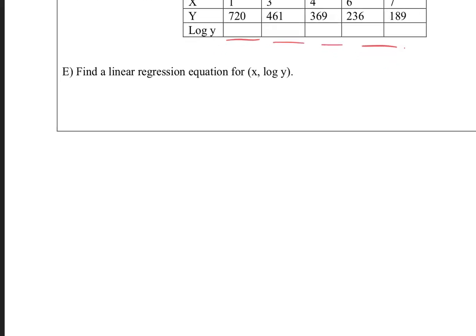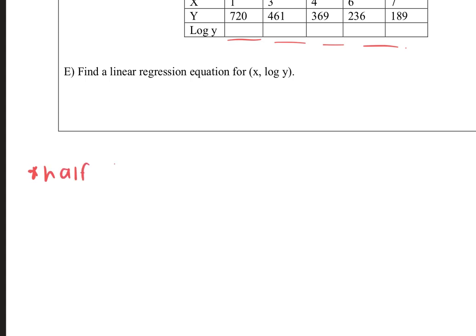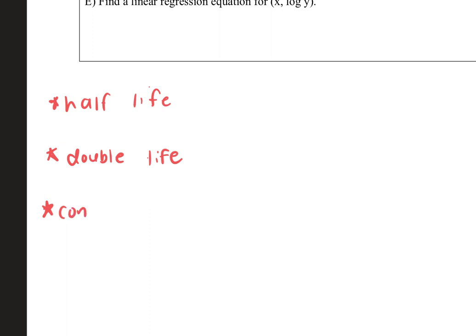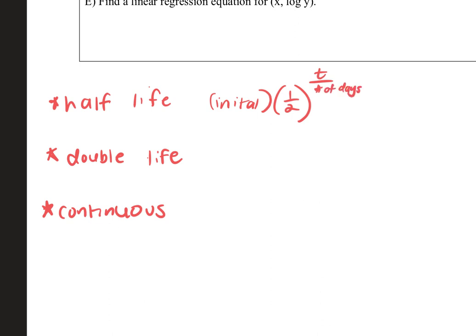The other thing I would say you want to make sure you review is your formulas for half-life, double life, and continuous, although usually they give that one to you. Like 28 is an example of continuous that's already given to you. So what's the formula for half-life? Initial times 1/2 to the T over the number of years or time, which is H. Days, years, months, until half.